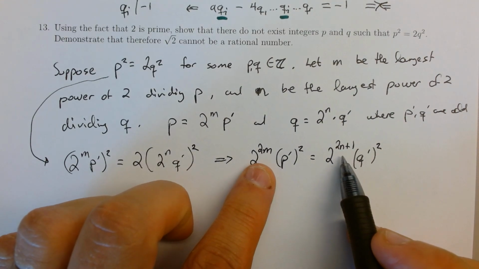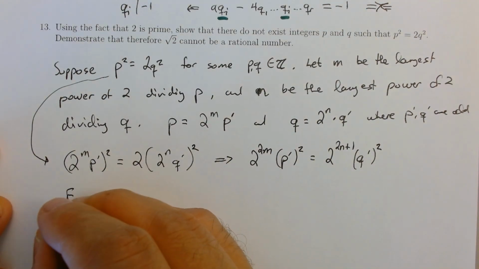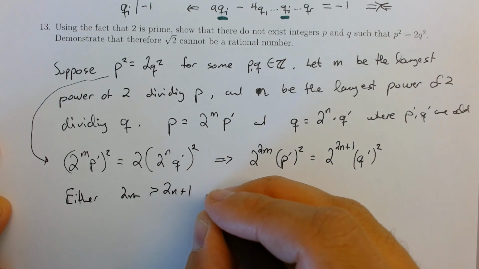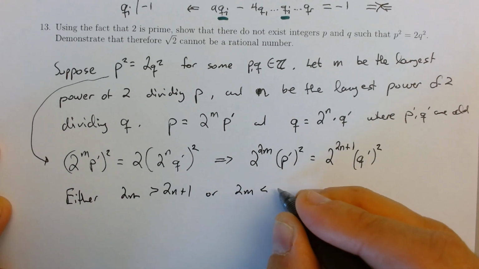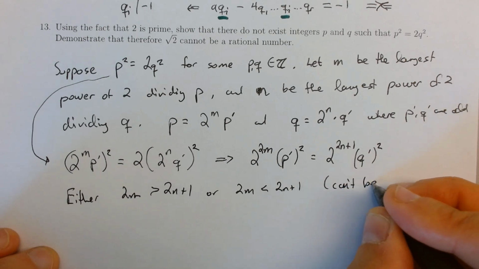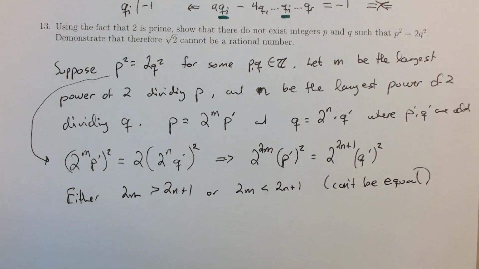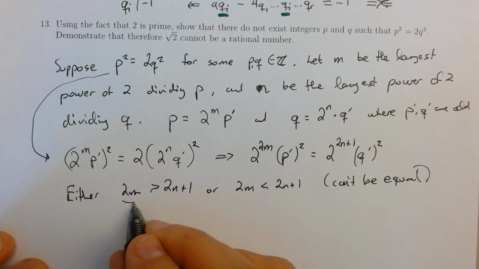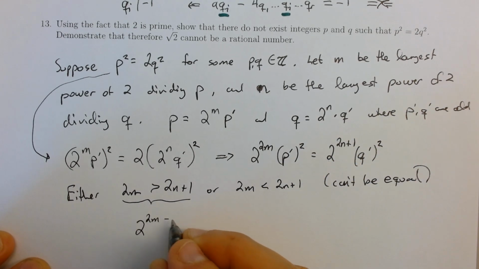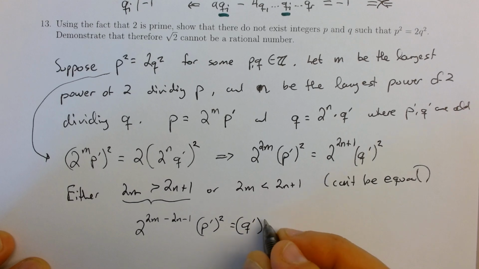And so one of these is bigger than the other, they can't be the same, because this is an even number, this is an odd number. So either 2m is bigger than 2n plus 1, or the other way, 2m is less than 2n plus 1. Just put in parentheses, can't be equal, because it's an odd and even number. If they're equal, we'd have a problem, but since they can't be equal, let's take this case. So I can move this to the other side and get 2 to the 2m minus 2n minus 1, p prime squared equals q prime squared.